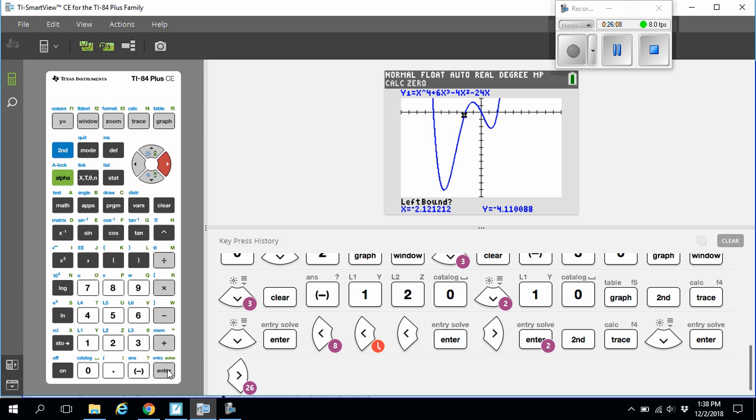So once I've done that, I'm going to press enter. Right bound is always going to be the opposite. So that means since we had it below, we're going to have it above this time. And make sure it's just a little bit above, okay? Don't put it on the other side. Press enter. Don't forget to press enter for a third time. Don't move your cursor when it's a guess. So it looks like we got negative 2, 0 as our second x-intercept.